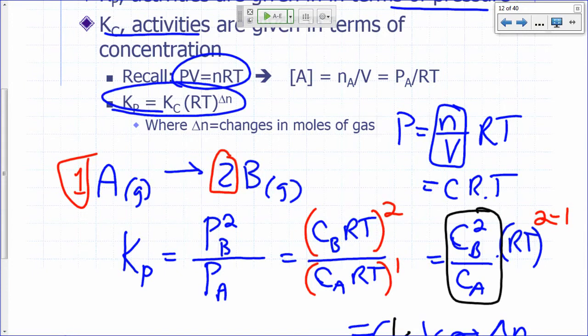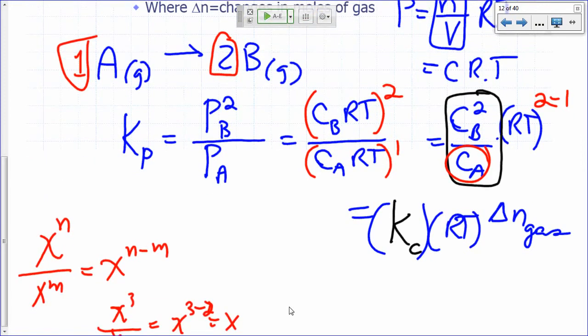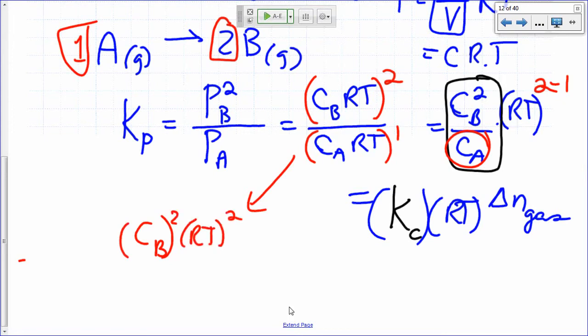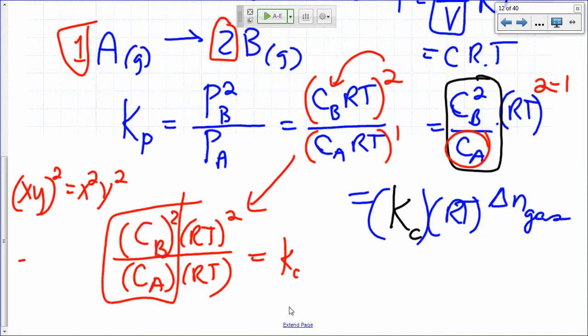Okay, so what I call concentration of A here, that's moles of A over V, that's P sub A over RT. We still keep the second power with CB over CA, RT when you put the 2 minus 1. Okay, let me do this step by step. Let's go from here. Okay, so this is going to be CB squared times RT squared. And this denominator is going to be CA times RT. If you have x times y squared, that's the same thing as x squared, y squared. So that's why that 2 still stays with the C sub B. Okay, so now this thing is K sub c. And this thing right here would be RT raised to the power 2 minus 1.